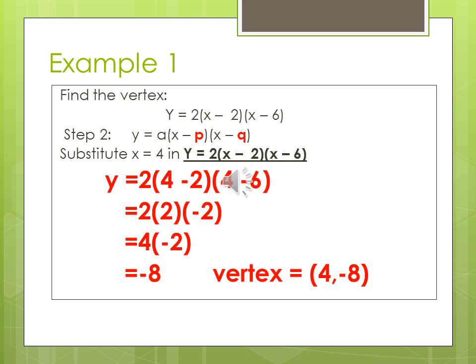So what were the steps? Step 1, find the intercepts, which represent P and Q. Step 2, find the axis of symmetry by using the intercepts P and Q, add them together, and then divide by 2. The last step, in order to find the vertex, is you substitute that value into the original problem. Let's try some practice problems right now.